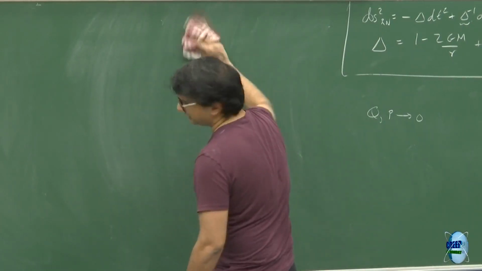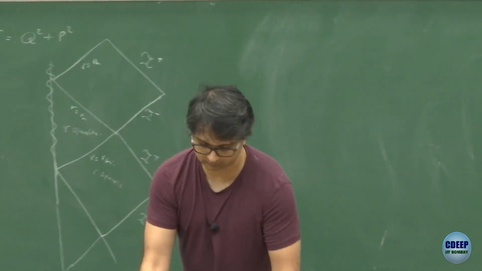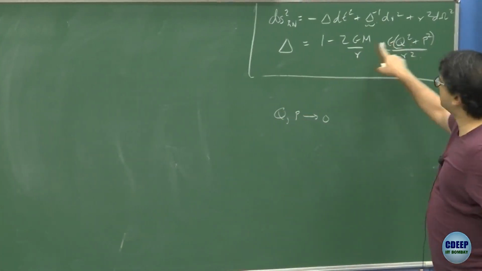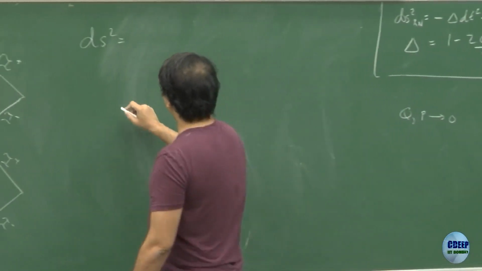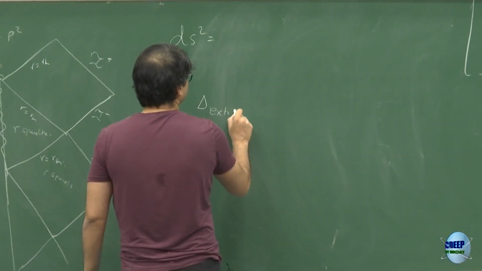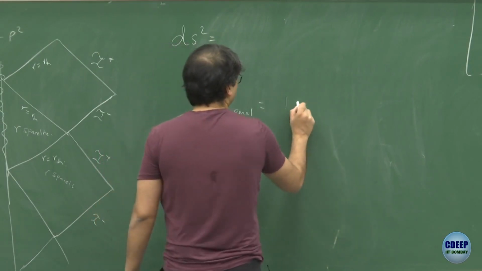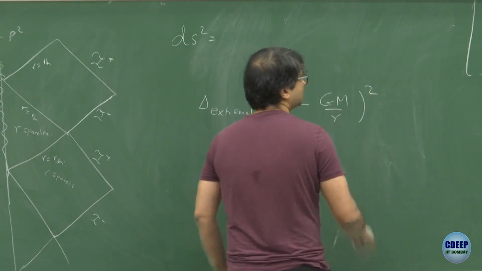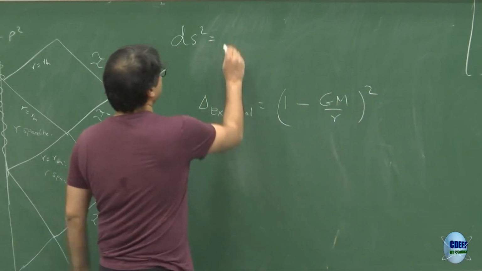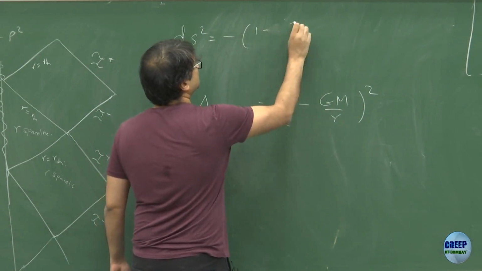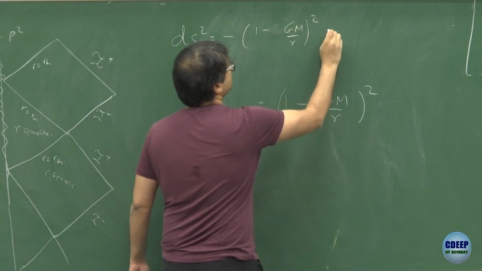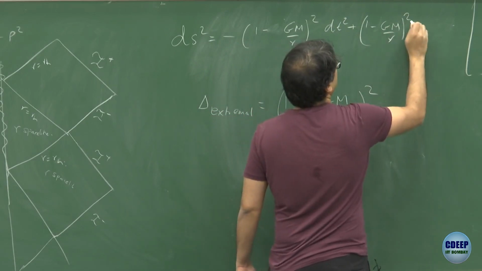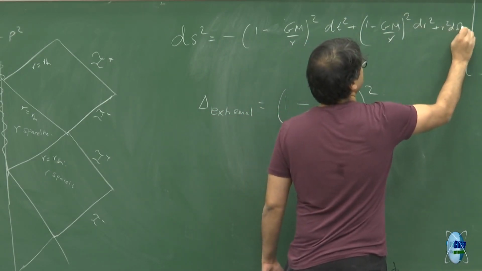If we make it more rigorous, we'll write down the metric first. In the case where Q squared plus P squared is equal to GM squared, this delta, in the extremal case, just becomes (1 minus GM by R) whole squared. This becomes a perfect square. So when you write this metric now, it's (1 minus GM by R) whole squared dt squared plus (1 minus GM by R) whole squared dr squared plus R squared d omega squared.